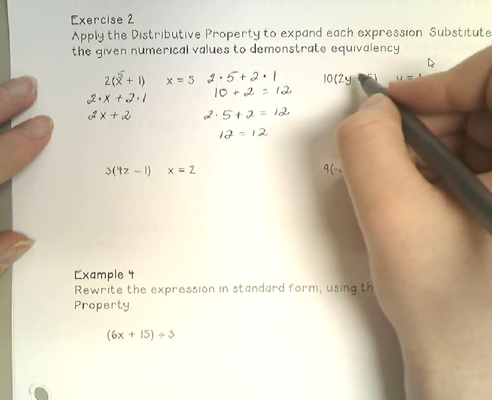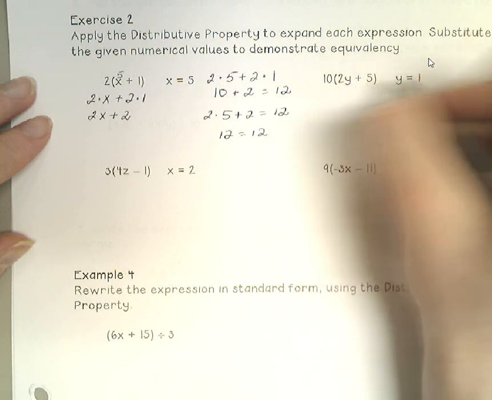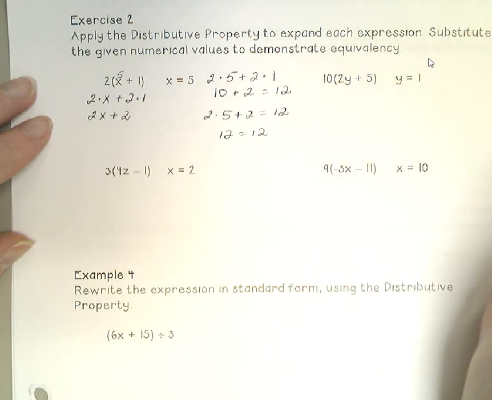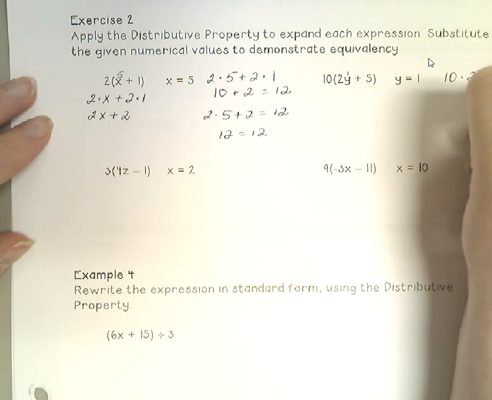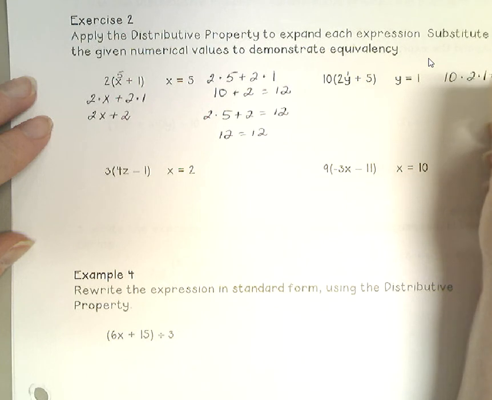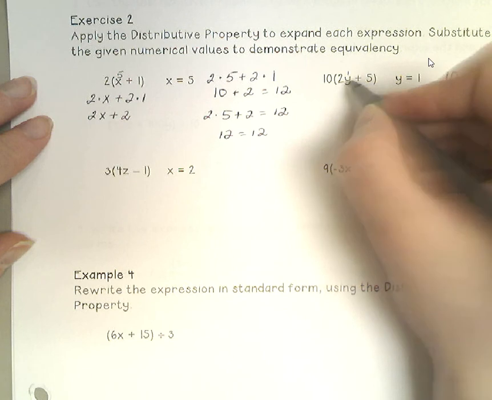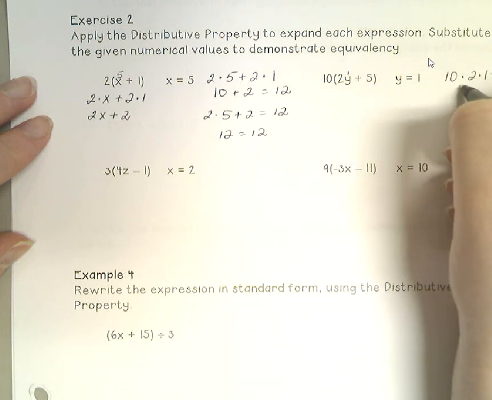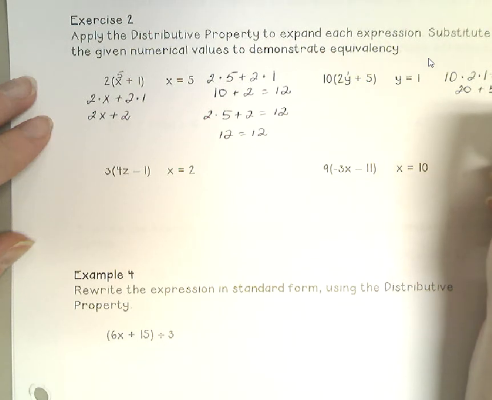Okay, so now we have the second one. We have 10 times the sum of 2y plus 5, where y equals 1. So let's see what it is when I just substitute 1 for y. And I will have 10 times 2 times 1 plus 10 times 5. 2 times 1 is 2, that's what I had here. 10 times 2 is going to be 20. 20 plus 50, and that is 70.